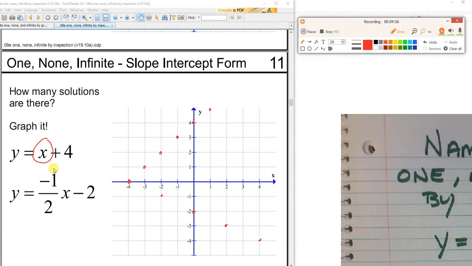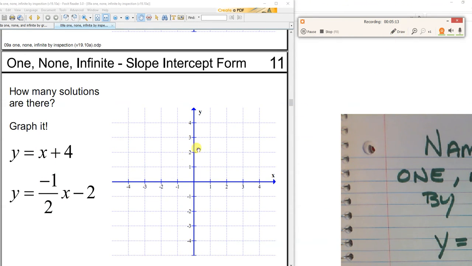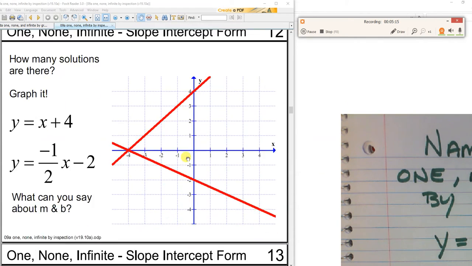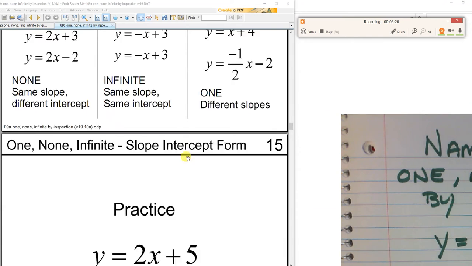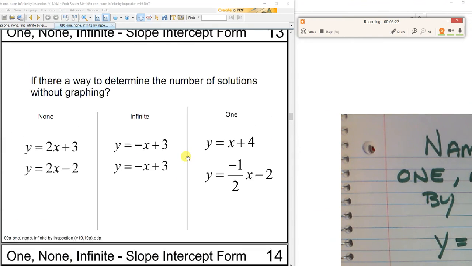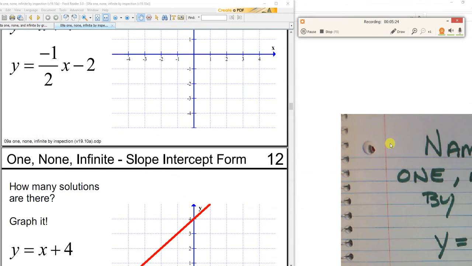If I look at the slope here, and I look at the slope there, I can see that the slopes are different. Different slopes means they're going to cross, which means there's going to be one solution. We'll get this into our notes in just a moment, one solution. All right, so back to our notes.